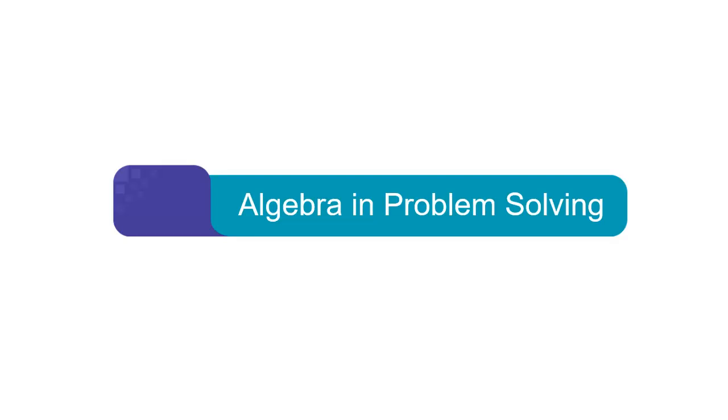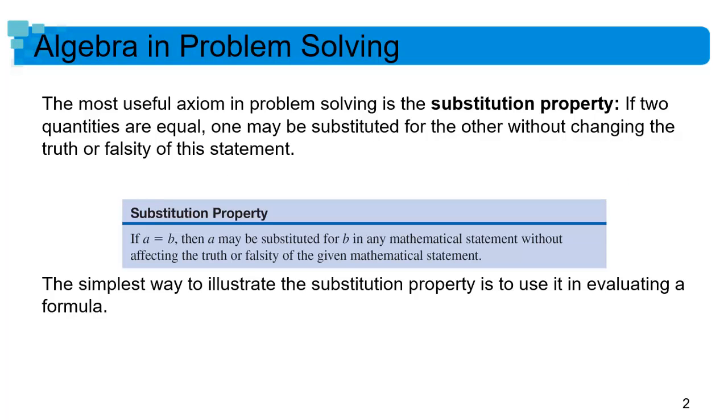Welcome to our discussion on algebra and problem solving, or a fancy way of saying, let's figure out how to solve some of these word problems. Okay, the first thing to realize is that if you have A equals B, you can always substitute one for the other. So wherever you see a B, you can make it an A, or wherever you see an A, you can make it a B.